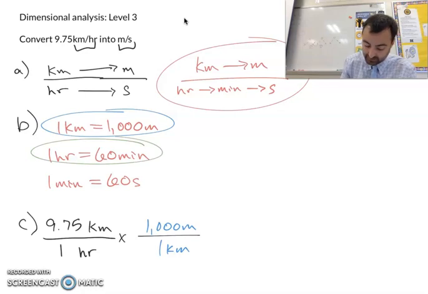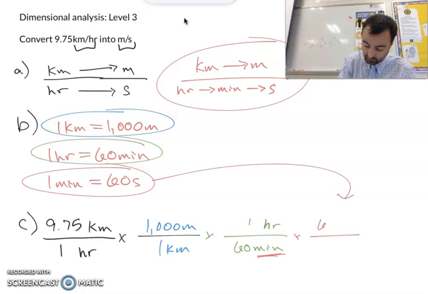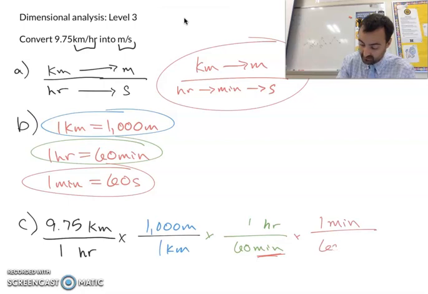In the second step, let's change the hours. So now we are trying to get rid of hours, which live in the denominator. So our problem has to put hours in the numerator so that these can cancel. So 1 hour is equal to 60 minutes. And then thirdly, we want minutes to cancel. So let's put 60, oops, that's not true, because here's the conversion we're using. We want 1 minute over 60 seconds.